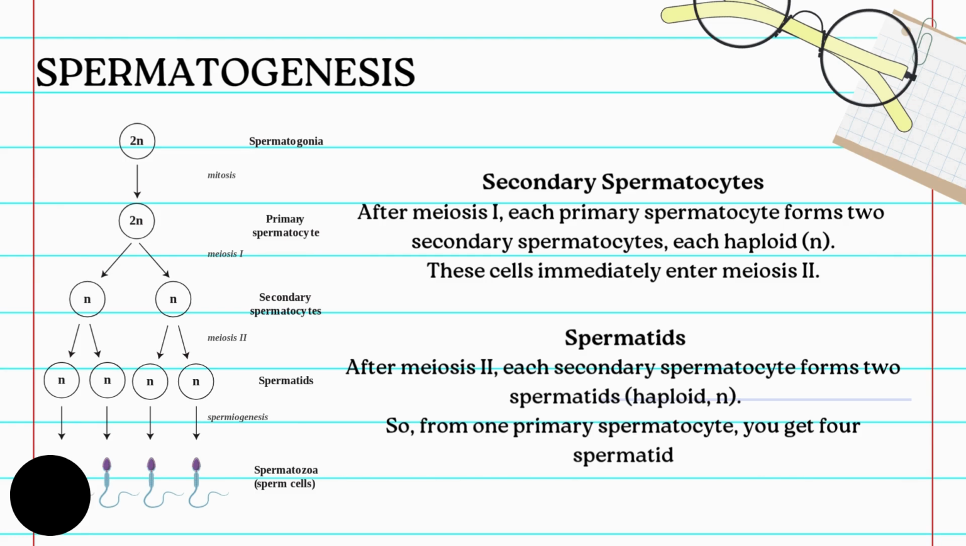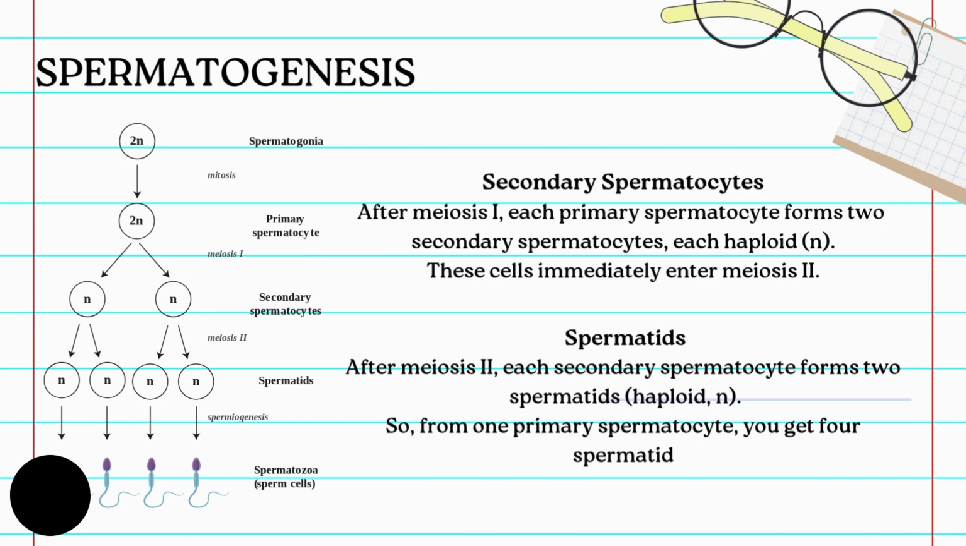So you have now gotten secondary spermatocytes. These secondary spermatocytes will then undergo the second division of meiosis, forming spermatids. These spermatids are haploid with 23 chromosomes. And so basically in summary, one primary spermatocyte forms 4 spermatids at the end of the process.